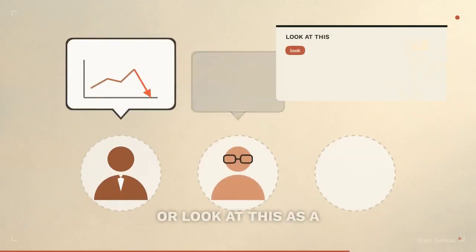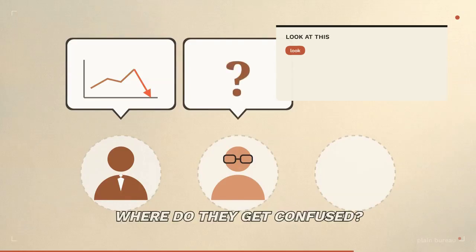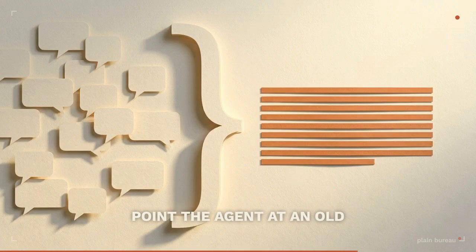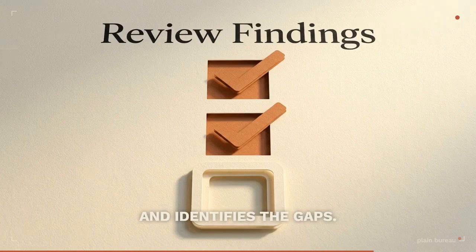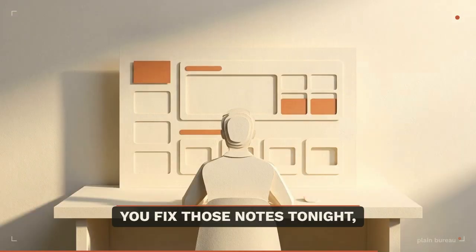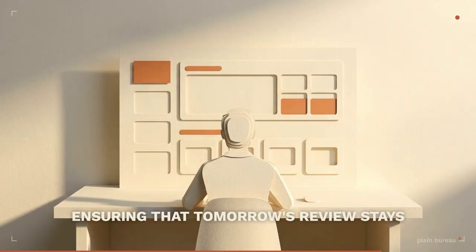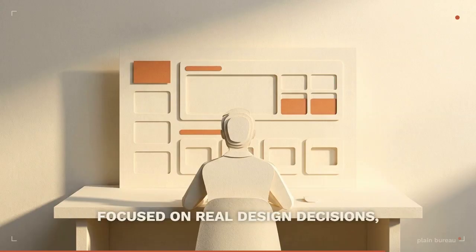Or, "Look at this as a brand new user. Where do they get confused?" Point the agent at an old comment thread and ask it to summarize which issues remain unresolved or what feedback is still open. The agent hands back the critique and identifies the gaps. You fix those notes tonight, ensuring that tomorrow's review stays focused on real design decisions rather than obvious oversights.